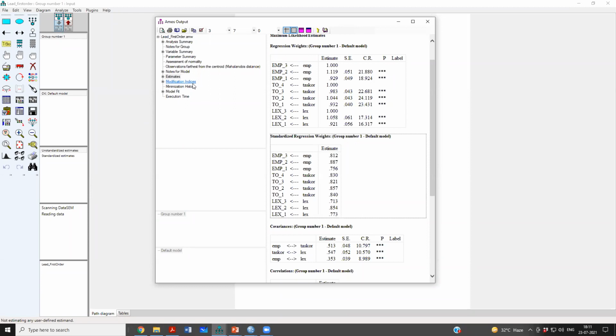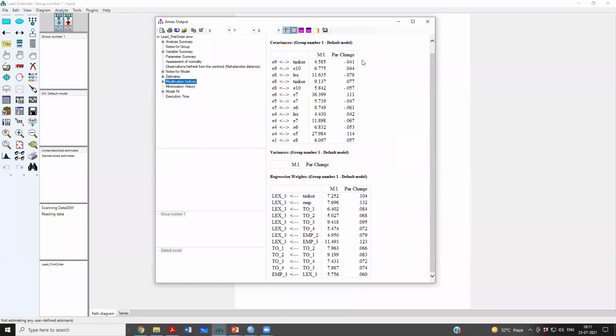All right. So now we come to the modification indices, and this is where we had stopped. This is the table that shows us how you can improve the fit of the model.